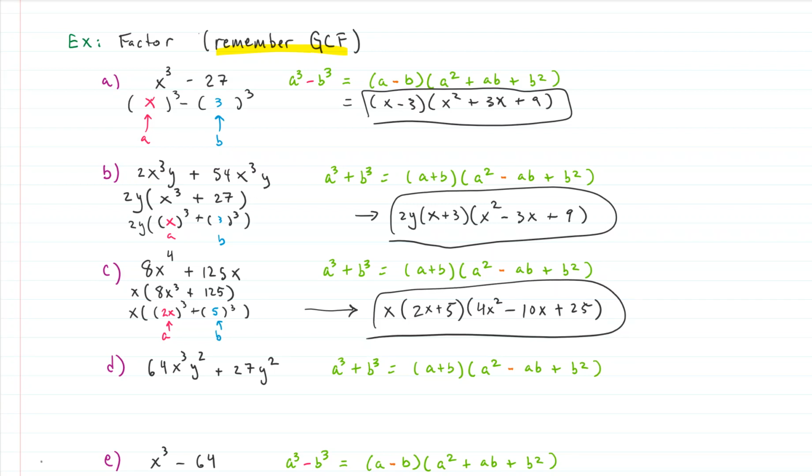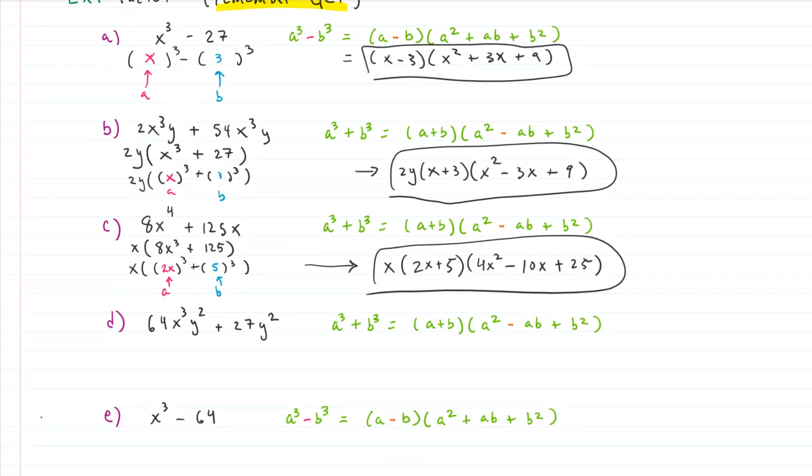Let's do D. Looks like we have 2 more left. D is 64x cubed y squared plus 27y squared. Let's take out that y squared. What do we have left? 64x cubed, that's good. And then 27, which is also good, because we can make this into something cubed plus something else cubed. And we just have a y squared hanging out front.